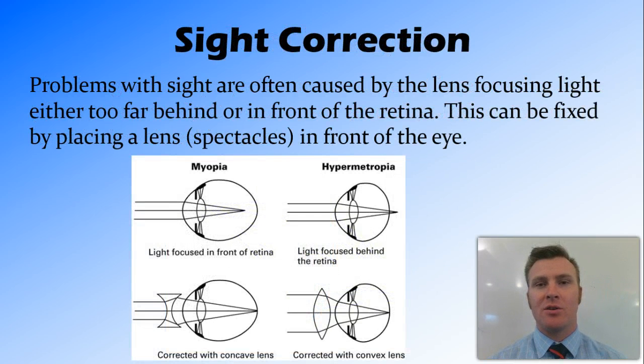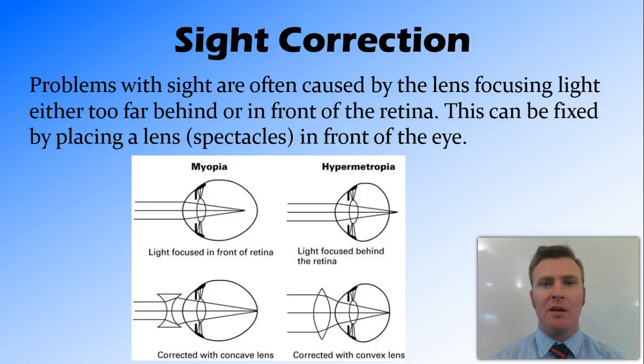One thing that we can do with lenses is use them to correct sight. As you know, the lens in the eye focuses light coming into the eye through the pupil onto the retina at the back of the eye. If it's not focusing in the right spot, you can get problems with your eye, referred to as myopia or short-sightedness, and hypermetropia or long-sightedness.